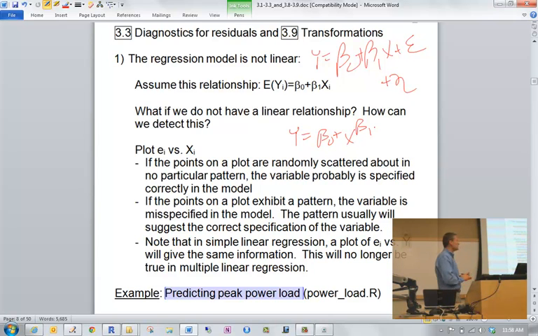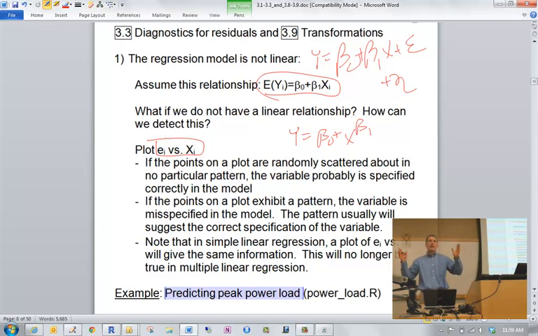Let's see. So, number 1 here. The regression model is not linear. Again, the assumption here for our model is a linear model. And how can we make a determination that our model is misrepresented? Well, what you can do is this. Plot your residuals versus x. If the points end up being a random scattering, everything's okay.